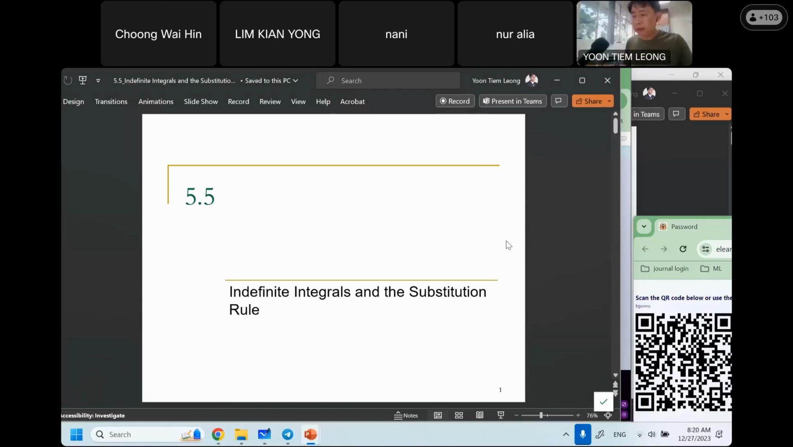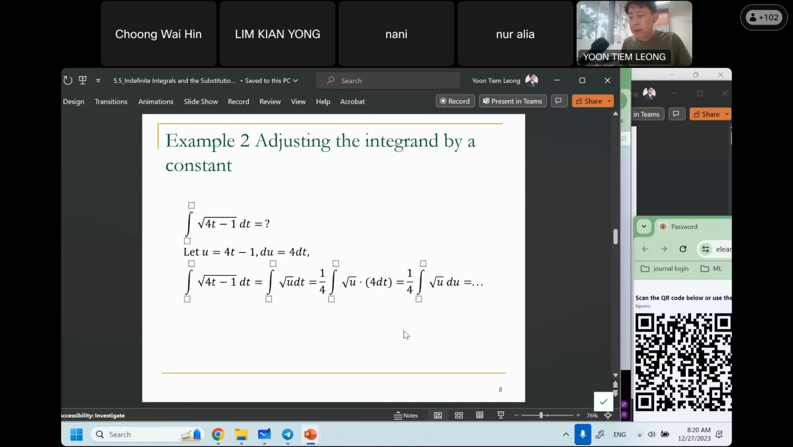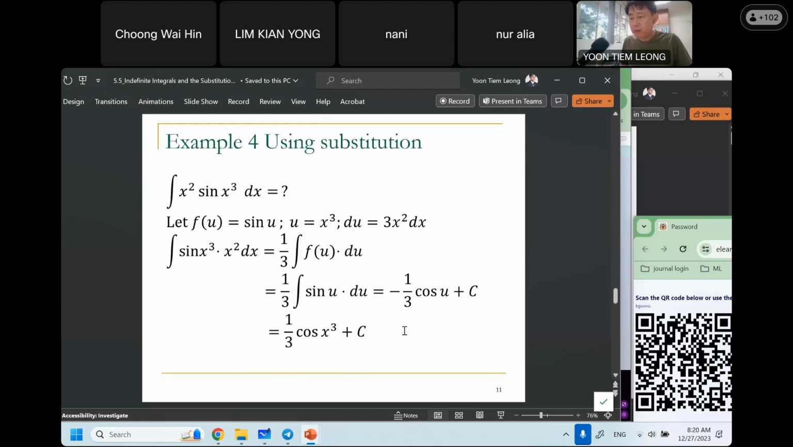This video is on the topic of 5.5, indefinite integrals and the substitution rule. We are going to learn two very simple tricks today in this subtopic to perform integrations on functions that have some specific form. Basically, we are going to learn the power rule in integral form, and also what we call the substitution rule. These are the two tricks that you will see in the next half an hour or so.